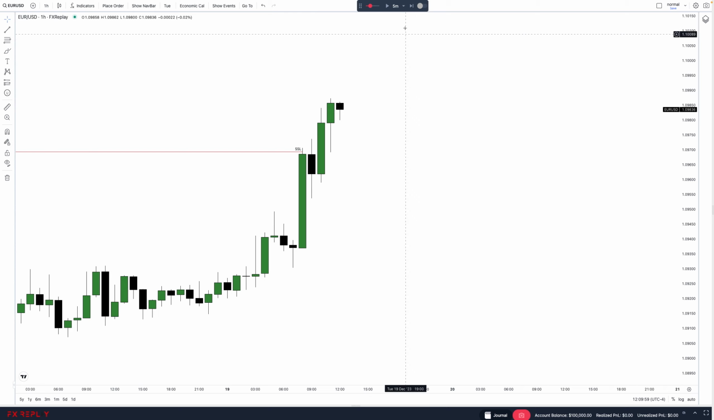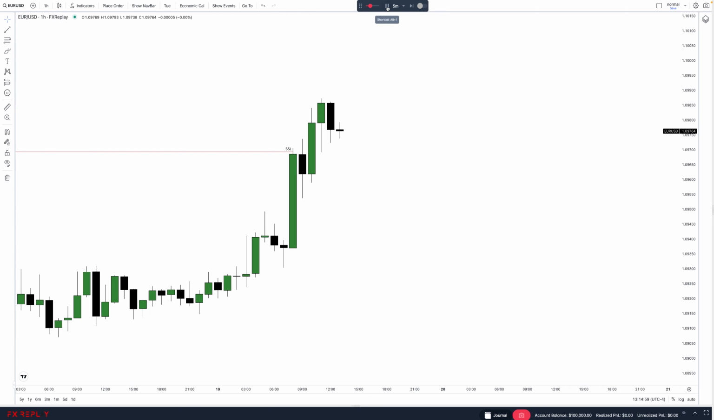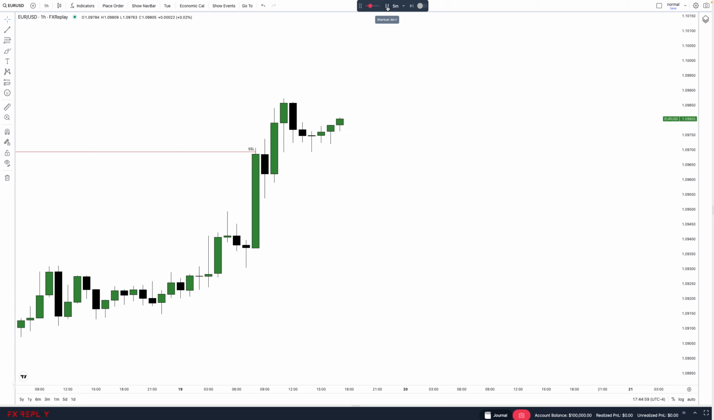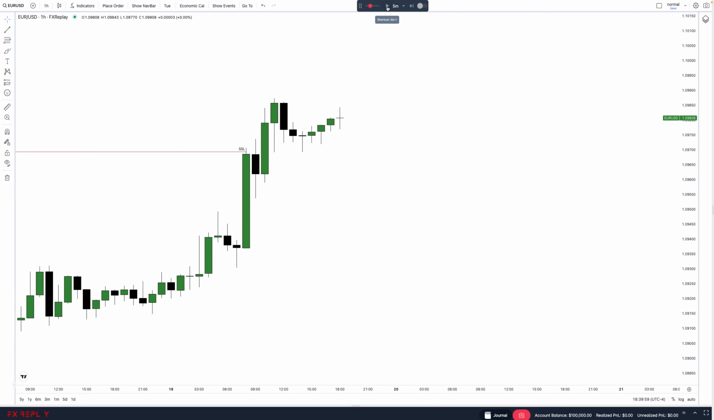So let's see what happens. As you can see, we have now created a higher low right here. So hopefully this will be a lower high, followed by a lower low, which would mean that this candle right here would be our bearish mitigation block.